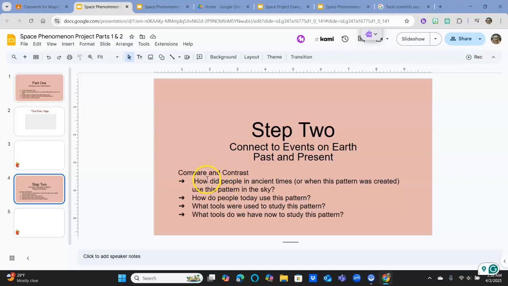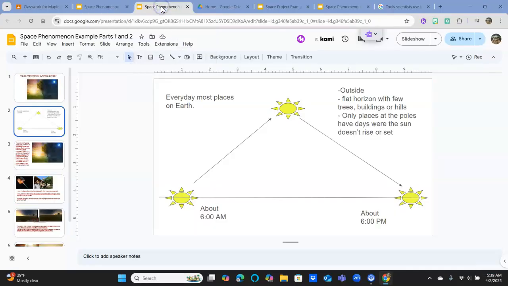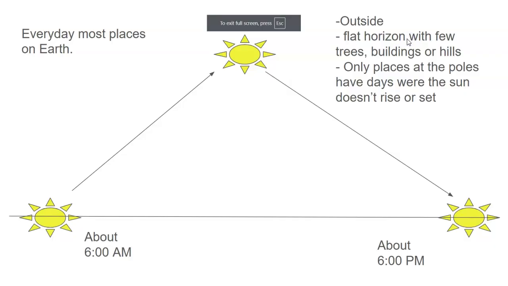You're going to compare and contrast. How did people in ancient times, or when this pattern was created, use this pattern in the sky? How do people today use this pattern? What tools were used to study this pattern? And what tools do we have now? Okay, so you can compare and contrast ancient times, or at least the beginning of the phenomenon being noticed, to now. I'm going to show you what that looks like in my example of sunrise and sunset.